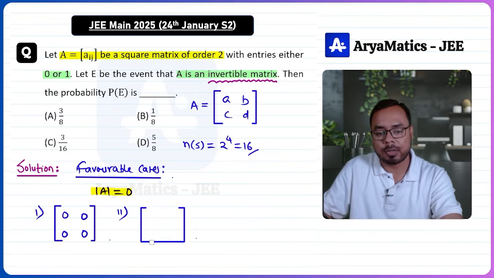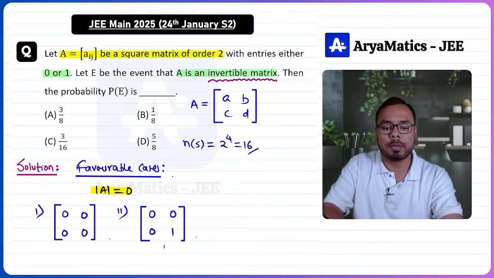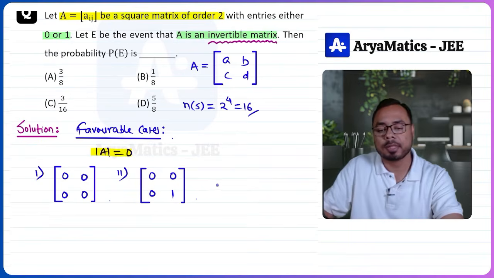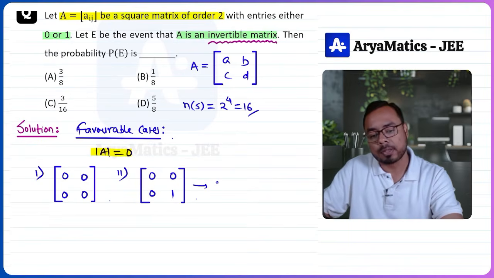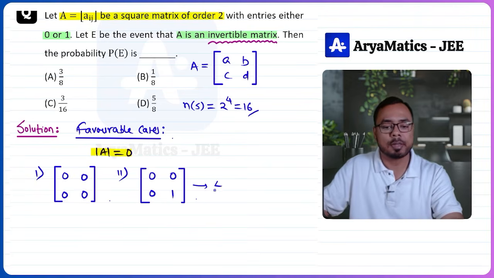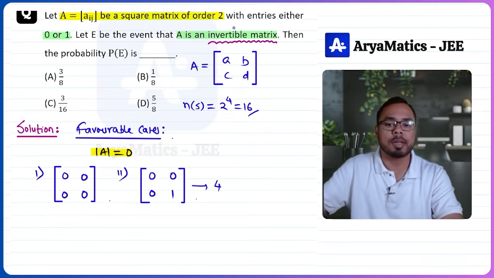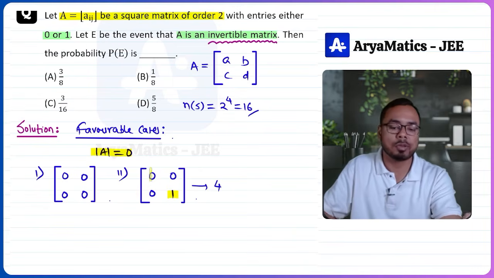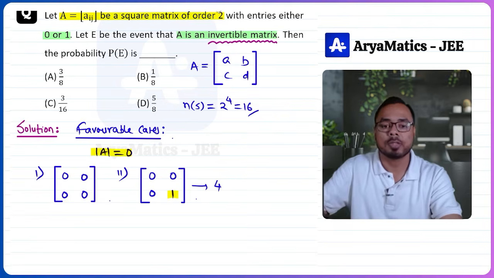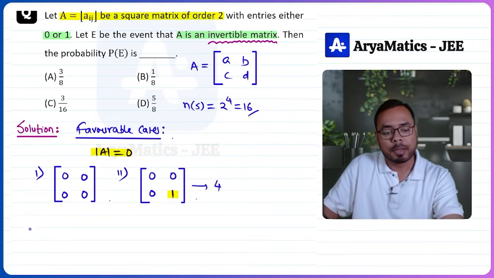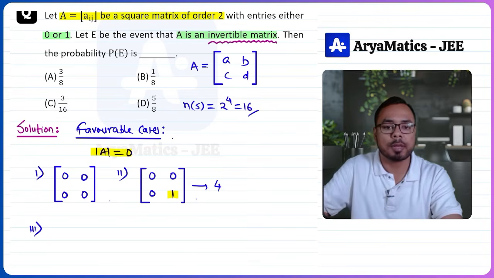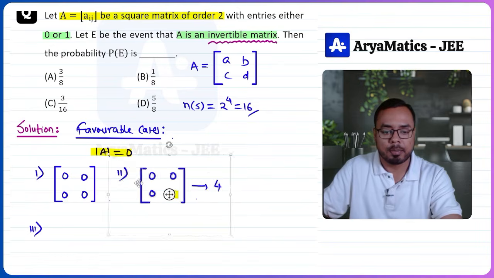Next possibility is that we can use 3 zeros and 1 one. In this case, how many matrices are possible? Clearly you can create four such matrices. In the first case you get only one matrix, but in this case you get four matrices by changing the position of this element 1. This one will be either in first row, first column, first row, second column, and so on. Next possibility is that we can use two zeros and two ones.